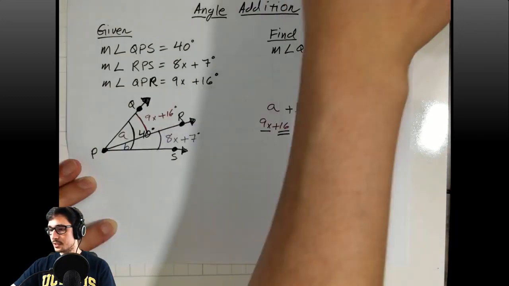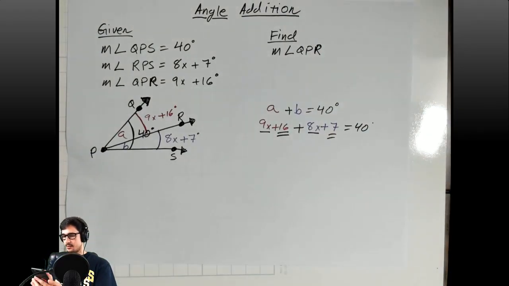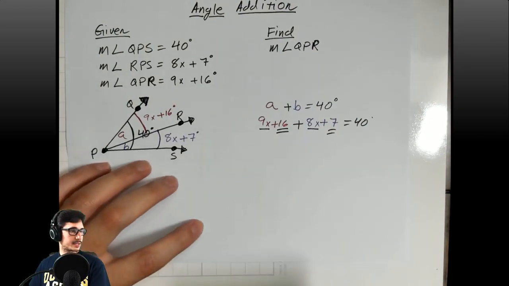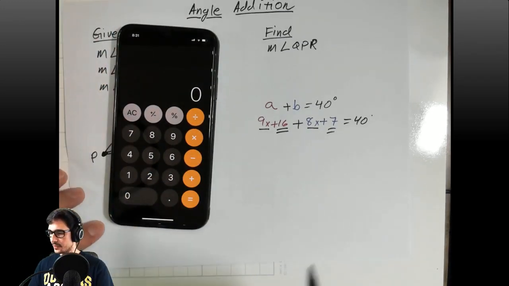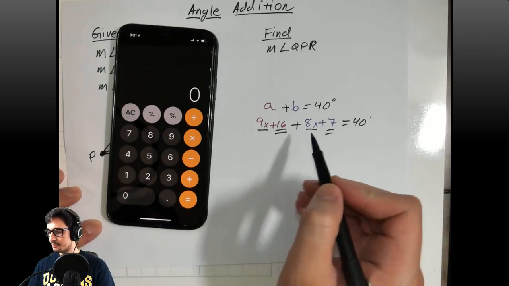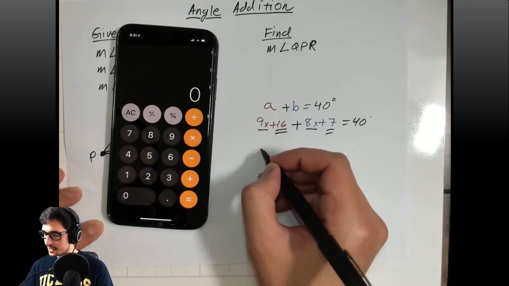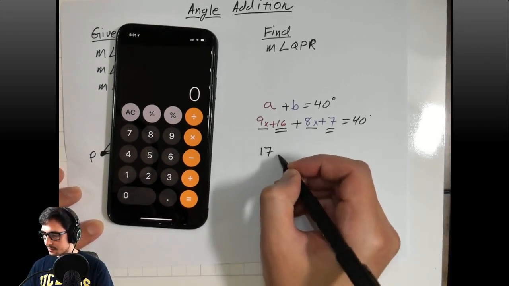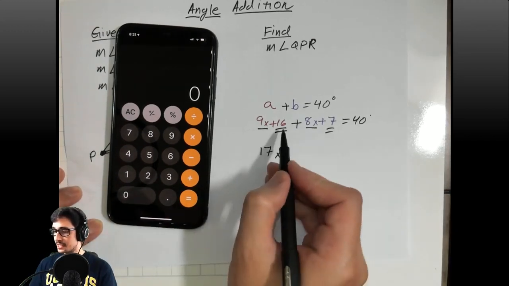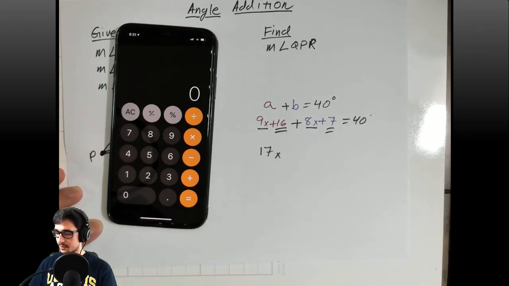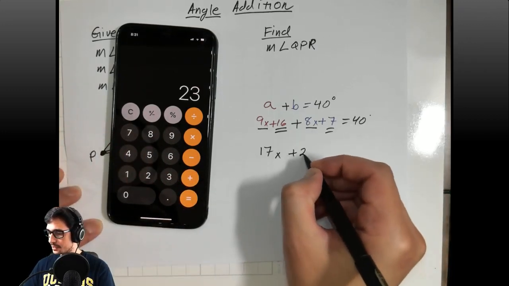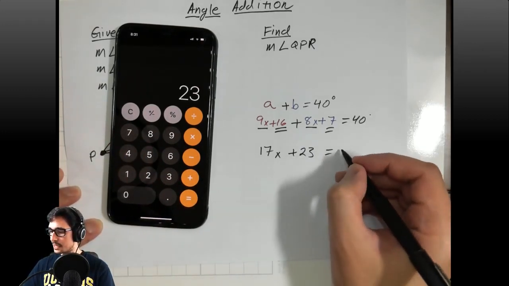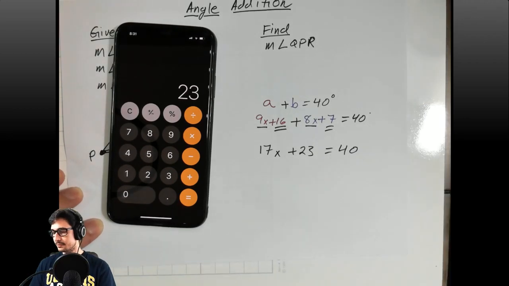Just so we can speed things up here, let's make sure we have a calculator out. That'd be nice. Okay, so we have 9x plus 8x. I know that's going to be 17x. Now we have 16 and 7. Well, 16 plus 7 is 23. Plus 23 equals 40 degrees.